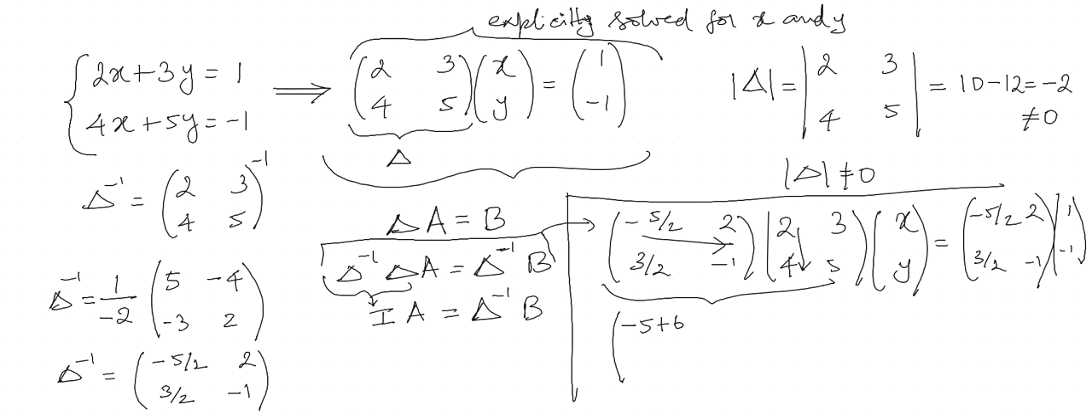Uncle, it will be minus 5 plus 8, right? You are right, 8 is right, but that means somewhere some mistake has happened, because I wanted a 1 sitting over there. This should become the identity matrix. Okay, where is the mistake?